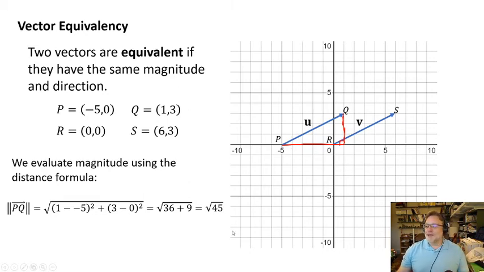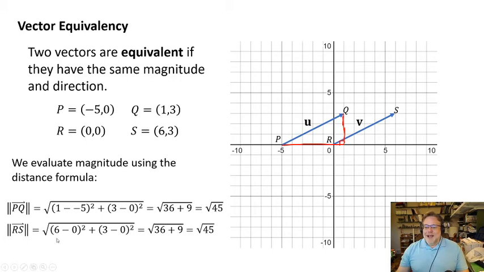Let's see if we get the same thing for the other vector here. When we find the differences in the x values and the differences in the y values, we square each one of those, then add them together. Once again, we get the square root of 25. So they at least have the same magnitude. Let's also test if they have the same direction here.